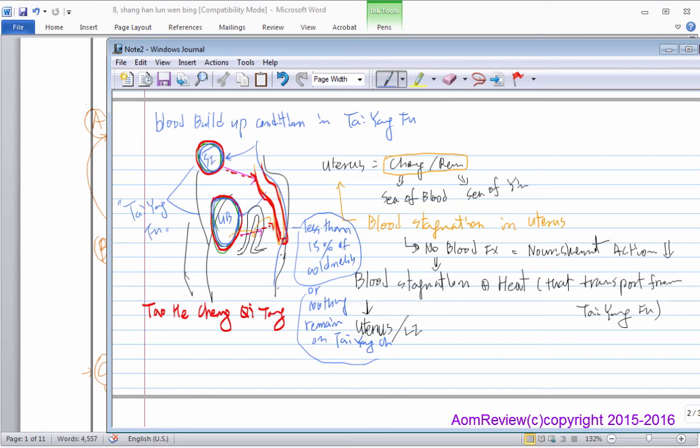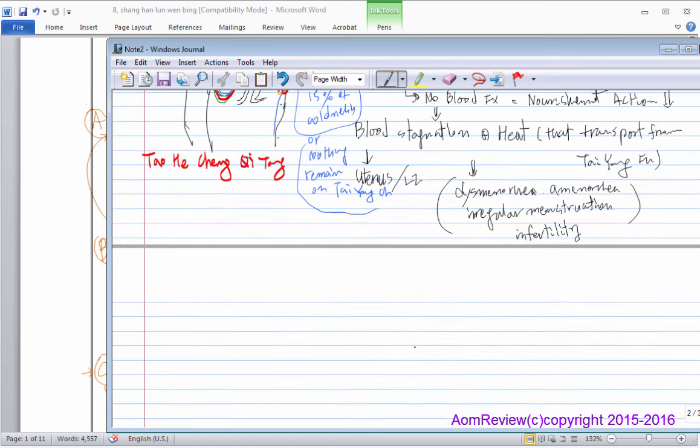Additionally, besides this condition, usually they have blood stagnation in the uterus, and additionally there's a heat sign up here. So these usually create signs and symptoms called dysmenorrhea or amenorrhea or irregular menstruation. Sometimes there's infertility. So this type of condition may be seen here. And this condition also develops another sign: blood stasis with heat.